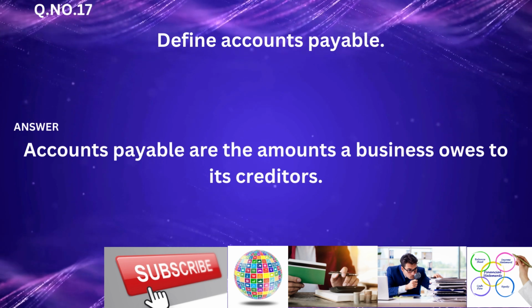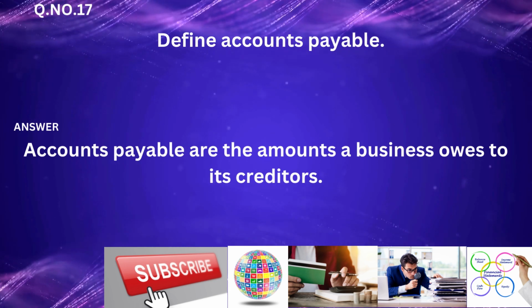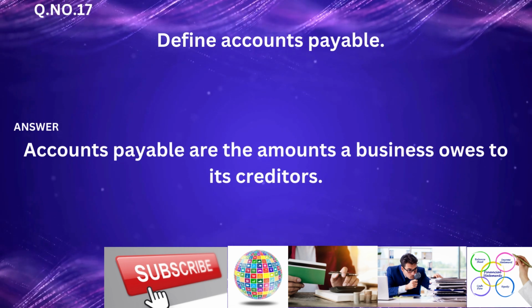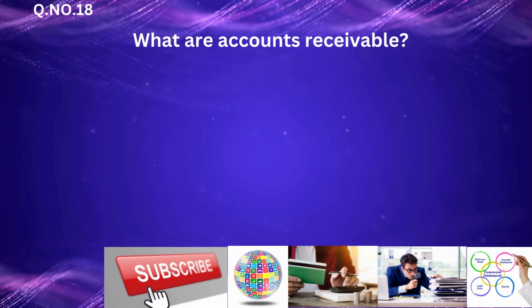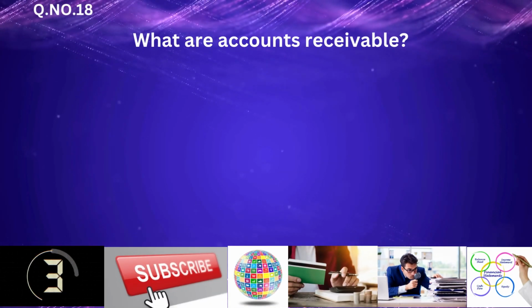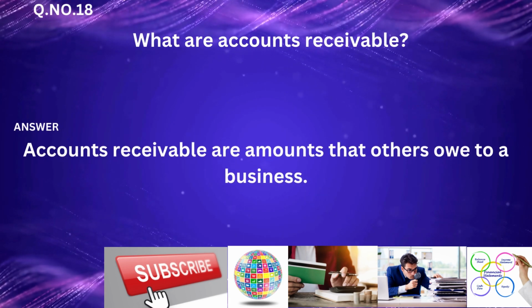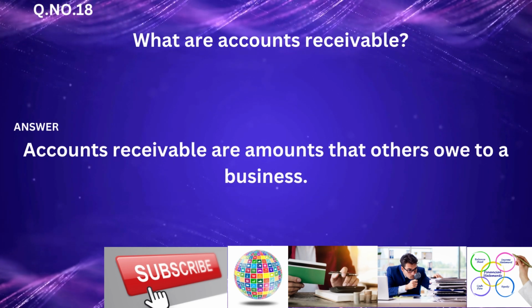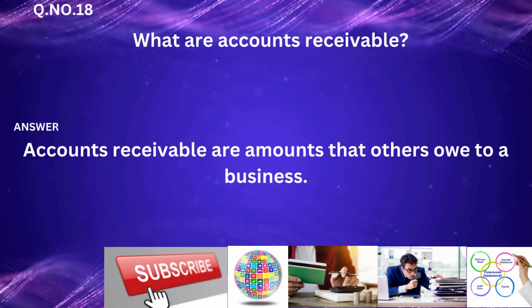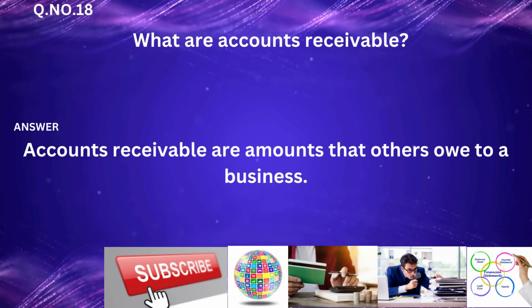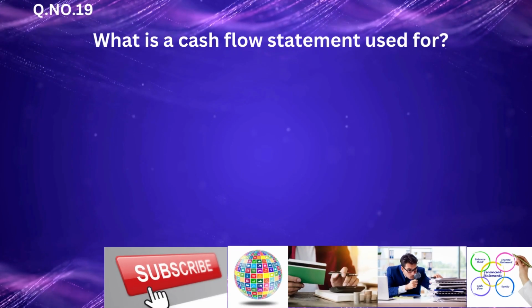Question 23. What is a journal entry in bookkeeping? Answer. A journal entry is the recording of a single transaction in the journal. Question 24. Explain the concept of matching principle. Answer. The matching principle requires that expenses should be matched with the revenues they help generate.